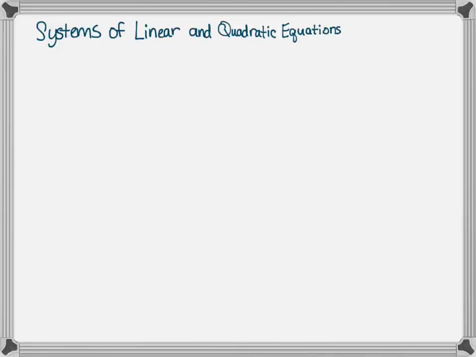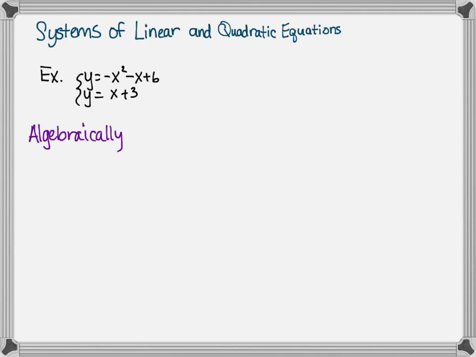Systems of linear and quadratic equations. Let's look at an example of a system that contains both a quadratic and a linear equation. Here we have y equals the opposite of x squared minus x plus 6, and y equals x plus 3. Our first equation is quadratic, our second equation is linear. And we're specifically going to learn to solve this system algebraically.